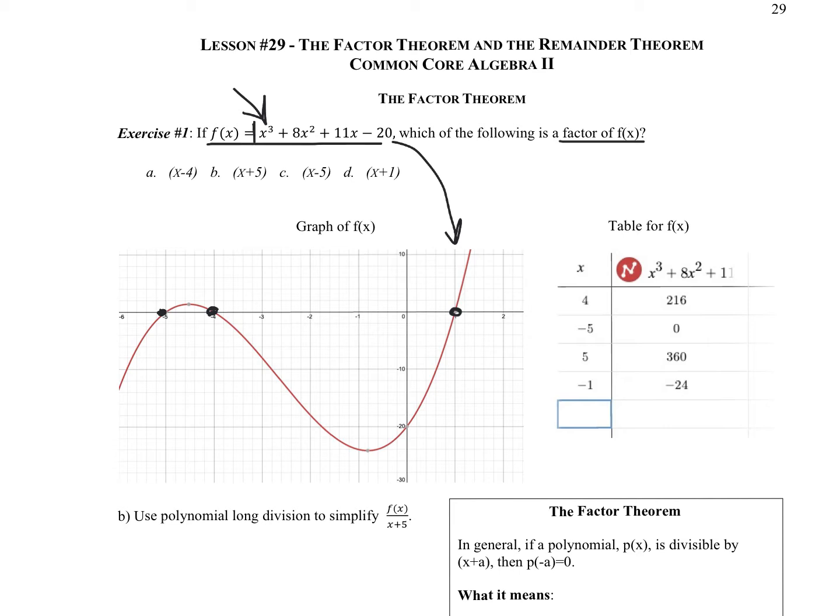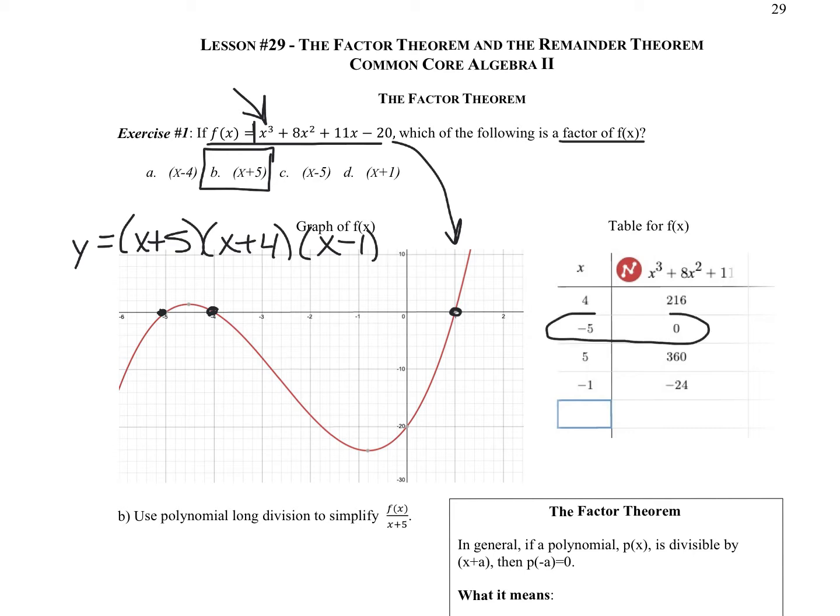I can see the lead coefficient is 1, so it's x plus 5, x plus 4, right, the opposite signs of the roots, and then x minus 1. So that's showing me the factored form of this equation. So I can tell that of these choices, x plus 5 is the one that's the factor. Looking at my table, if I didn't actually have the graph, the fact that -5 gives me 0 tells me that x plus 5 is the factor. So that's from a table, from a graph.